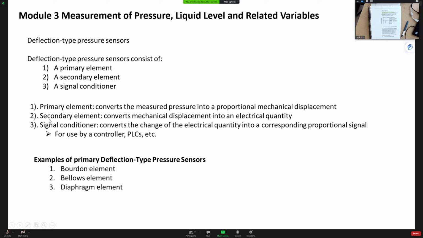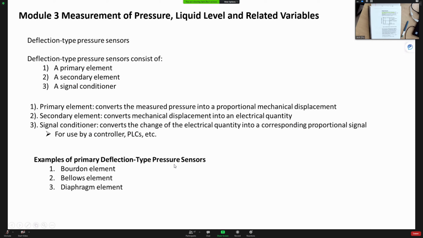So those are usually considered secondary elements. We're going to convert the mechanical movement into electrical quantities. Signal conditioner: we're going to change those electrical quantities, doesn't matter if it's resistor, capacitor, or inductor, or sometimes even voltage, into a proportional signal. So we're going to convert it to a useful signal that can be used for other instruments like a controller, a PLC, or anything, right? So, signal conditioner, we talked about yesterday.